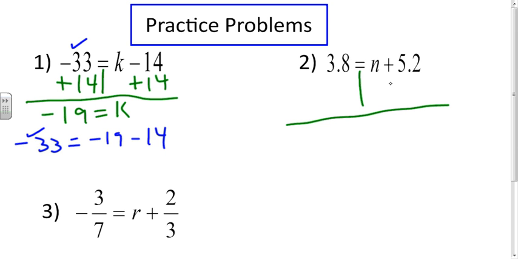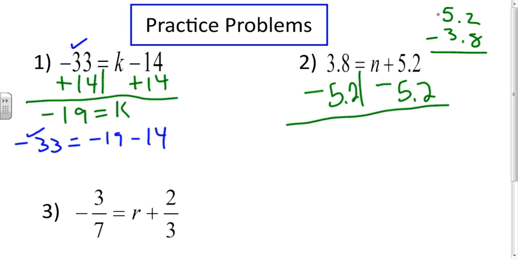I'm going to subtract this constant 5.2. I'm going to take 3.8 minus 5.2. A good way to think about it is just switch it around. Let's do 5.2 minus 3.8. 12 minus 8 is 4. 4 minus 3 is 1, so I get 1.4. But since it's 3.8 minus 5.2, it's going to be a negative 1.4.